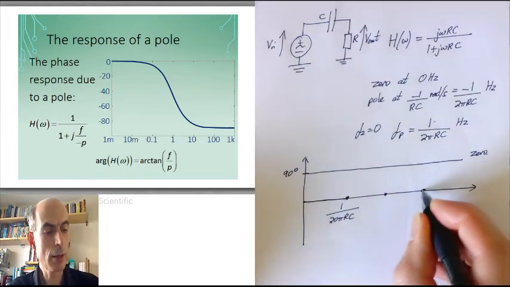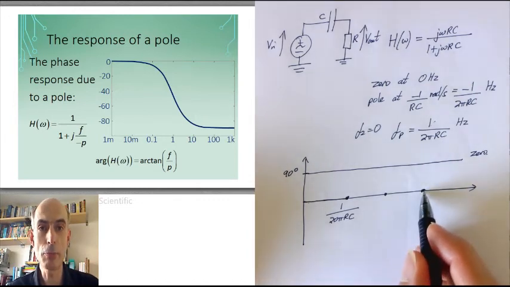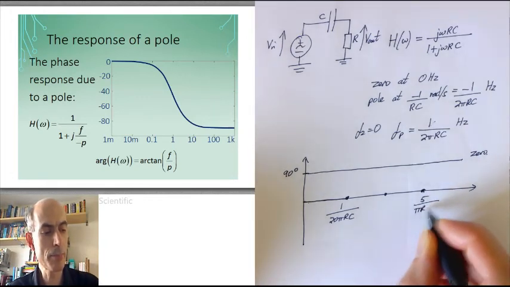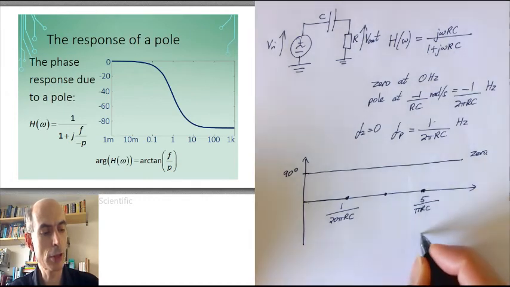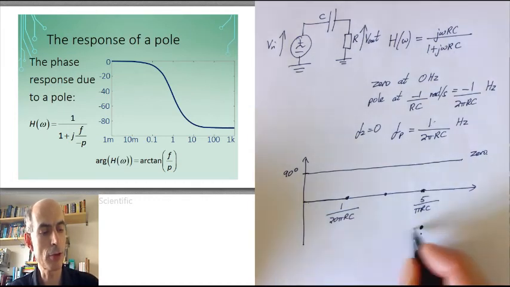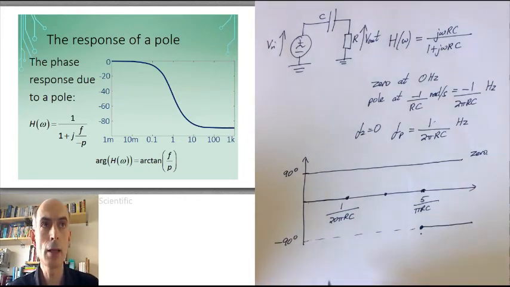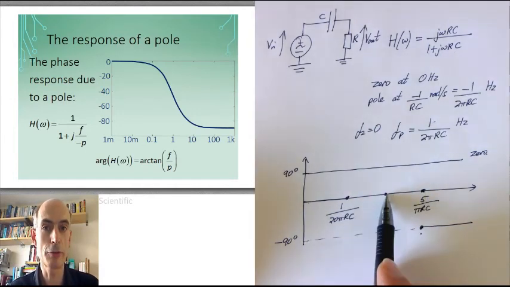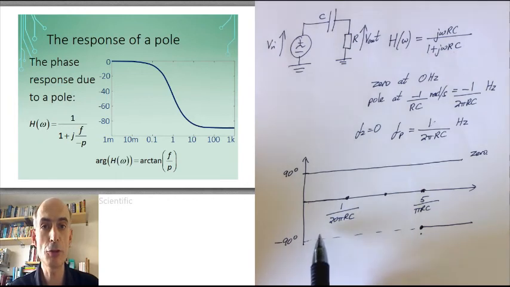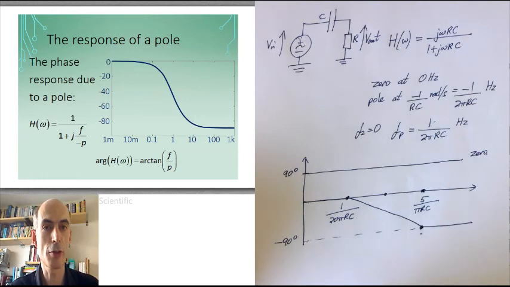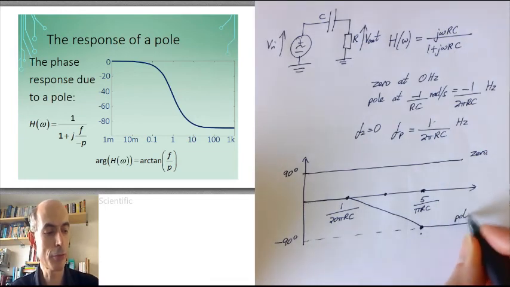And above 10 times the break frequency of the pole, which would be in this case 5 over pi RC, the effect of the pole is to introduce a phase change of minus 90 degrees. In this intermediate region, between 1/10 and 10 times the break frequency of the pole, the Bode approximation assumes that the phase changes linearly from one value to the other. So this is the effect of the pole on the phase.